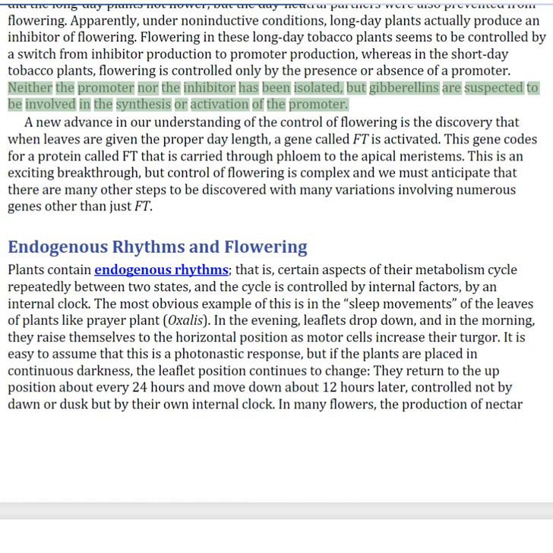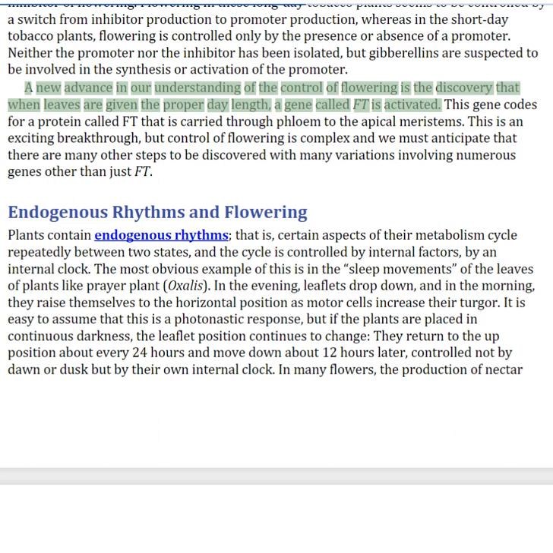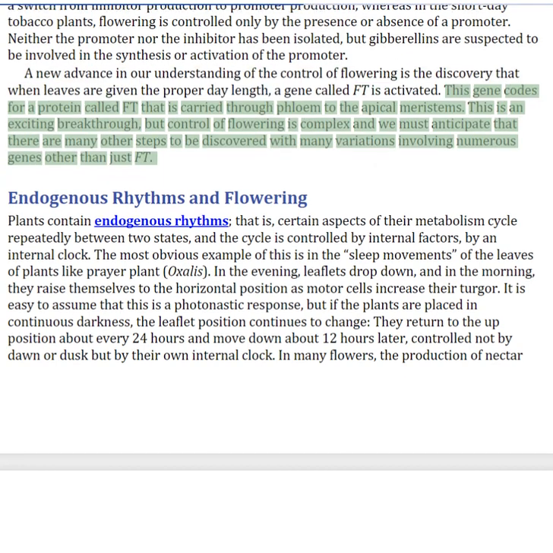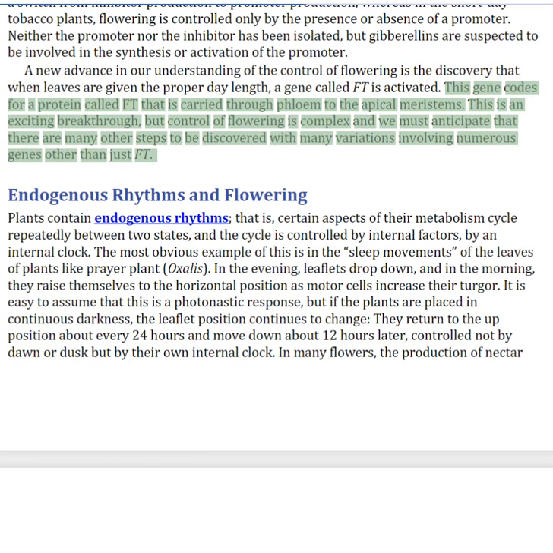Neither the promoter nor the inhibitor has been isolated, but gibberellins are suspected to be involved in the synthesis or activation of the promoter. A new advance in our understanding of the control of flowering is the discovery that when leaves are given the proper day length, a gene called FT is activated. This gene codes for a protein called FT that is carried through phloem to the apical meristems. This is an exciting breakthrough, but control of flowering is complex, and we must anticipate that there are many other steps to be discovered with many variations involving numerous genes other than just FT.